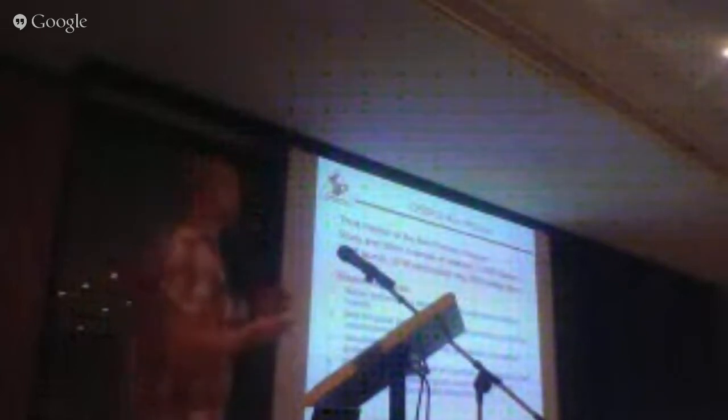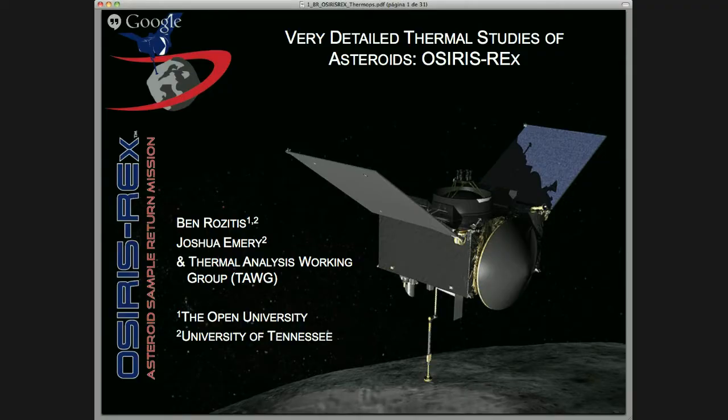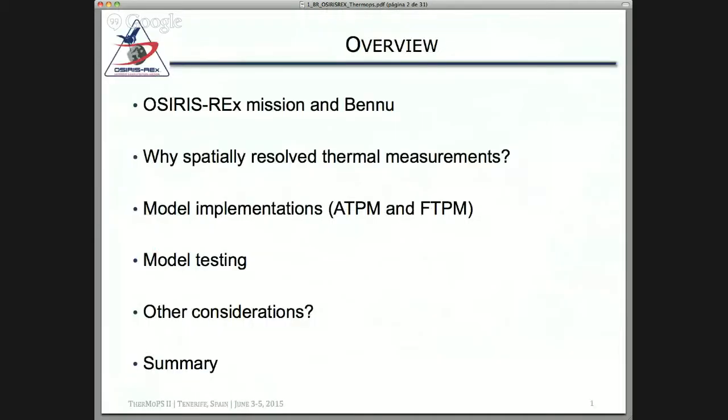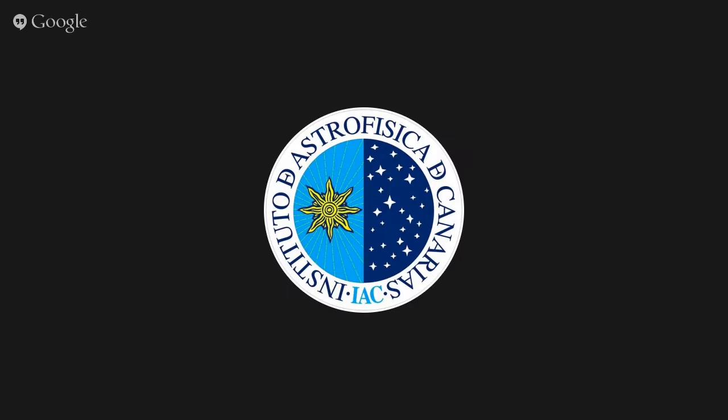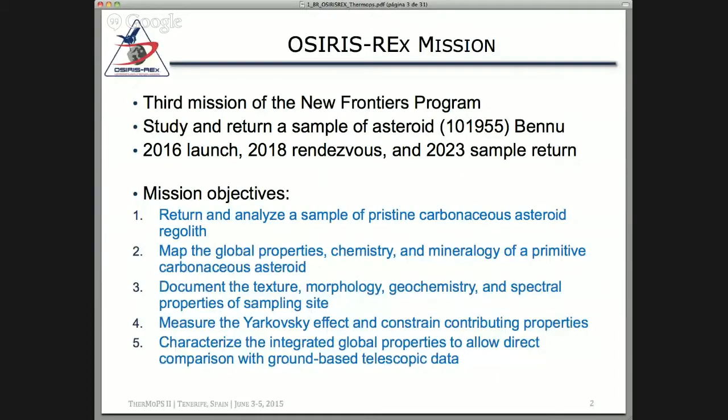There are five main mission objectives. First, to return and analyze a sample of pristine carbonaceous asteroid. Second, to map the global properties, chemistry, and mineralogy of a primitive carbonaceous asteroid. Third, to document the texture, morphology, geochemistry, and spectral properties of the sampling site, to put the returned sample in context of its sampling environment. Number four, measure the Yarkovsky effect and constrain the related properties. And finally, characterize the disk-integrated global properties to allow direct comparison with ground-based telescopic data.